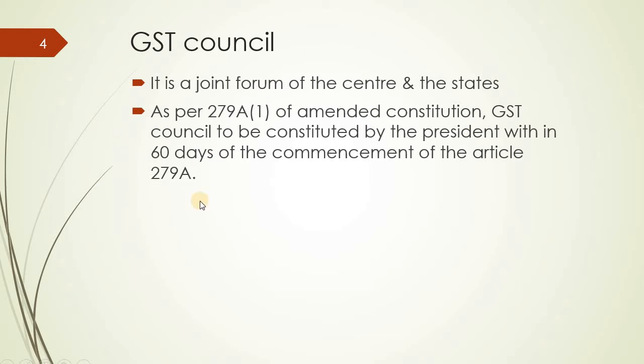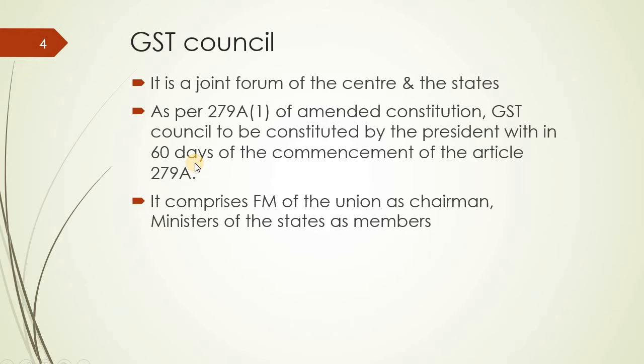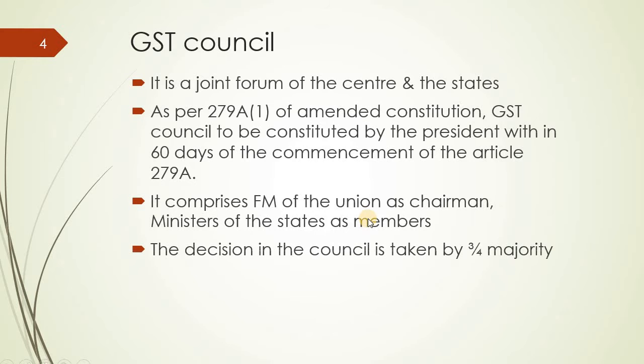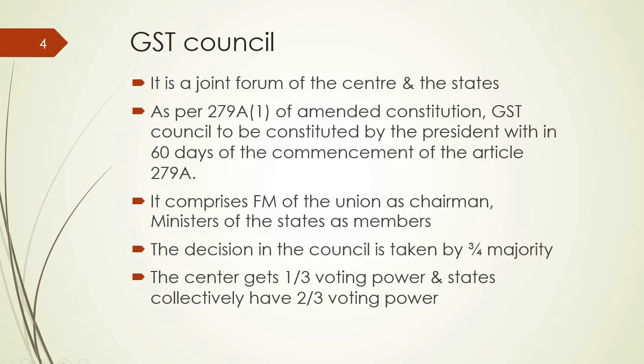Then it comprises the finance minister of the union as the chairman, that is the central finance minister, and ministers of the states, that is the finance minister of the state, as members. Then the decision of the council is taken by 3/4 majority. So 3/4 means 75% majority should be there for taking any decision in favor of the GST Council.